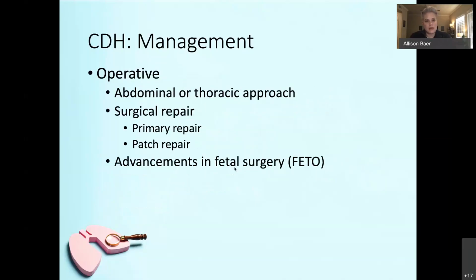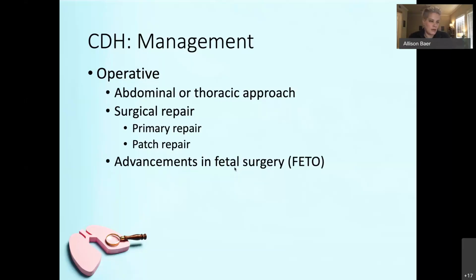So operatively, they can either go in through the abdomen or the chest. It just depends what's going on. The surgical repair, they are going to remove the contents, put things back where they should be, and then again put a patch on the diaphragm to cover up that hole.